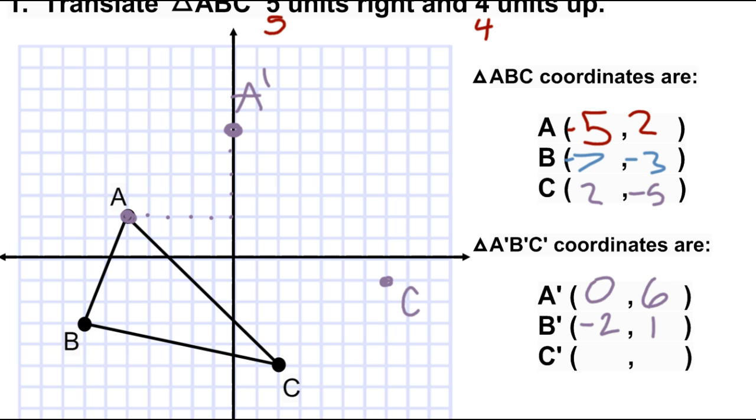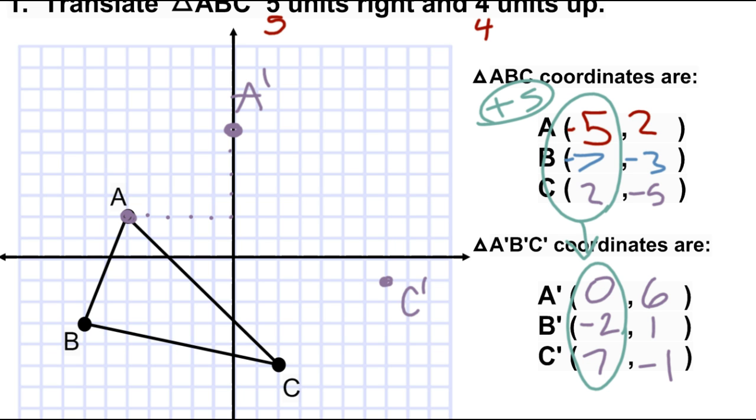7, -1? Cool. All right, any questions about translating? What happened to my x values? If we were using math, how did we get from here to here? What did we do to the numbers? You added 5. Perfect. So we added 5 to all the x values. What do we do to the y values? Added 4 because we're going up. So from here to here, we added 5. From here to here, we added 4.